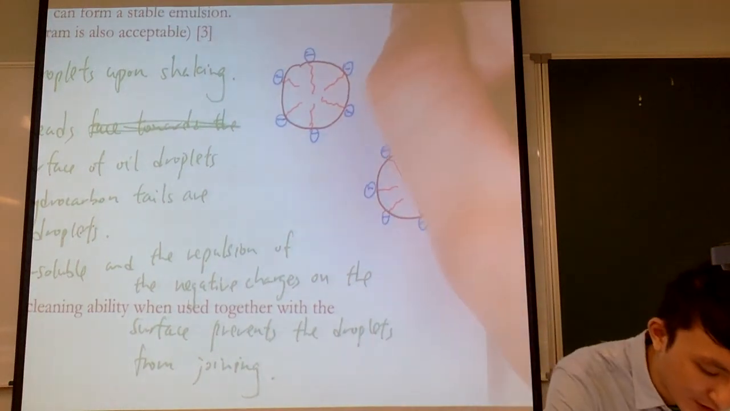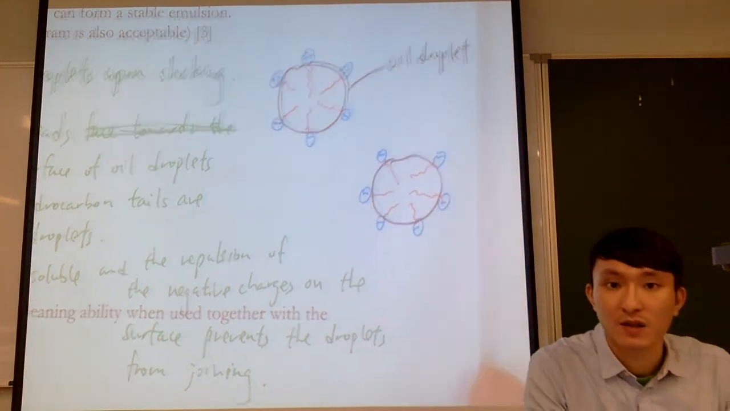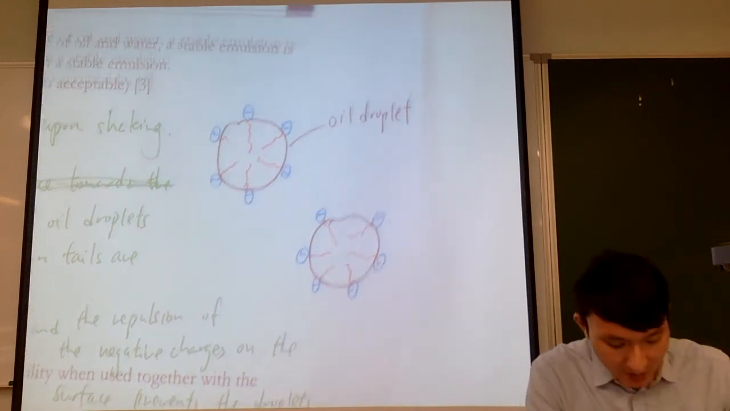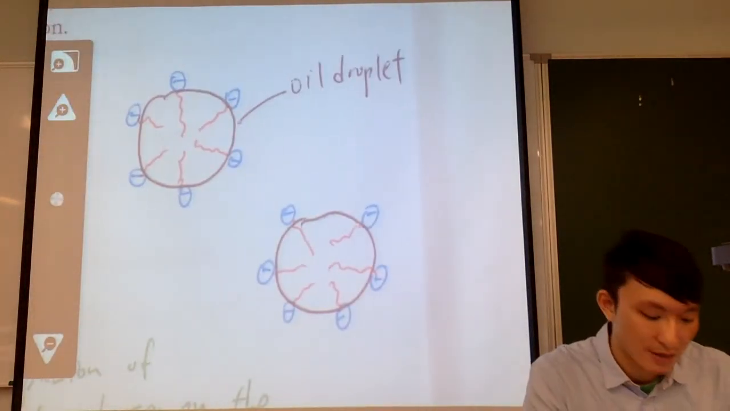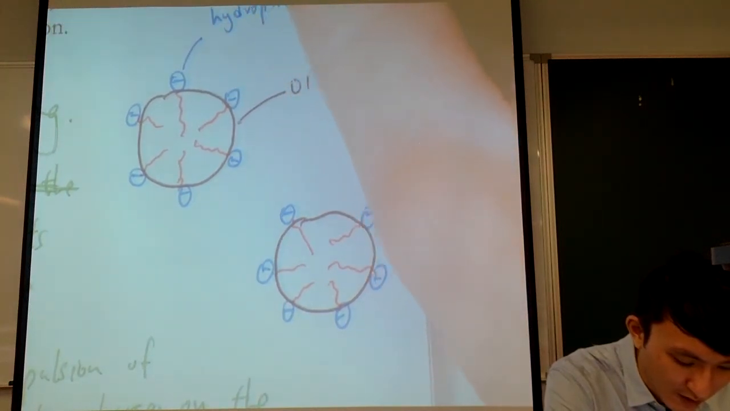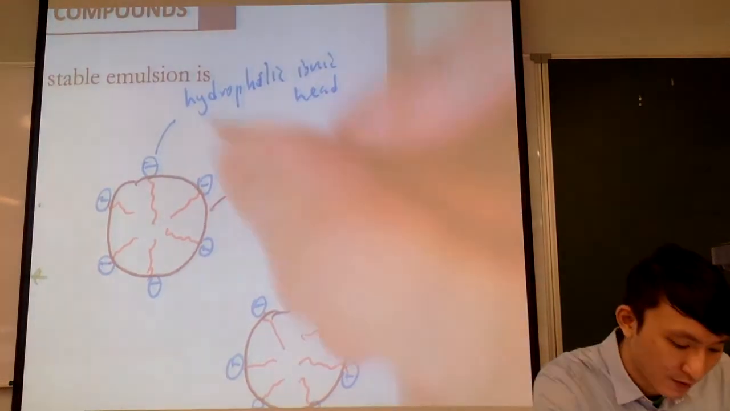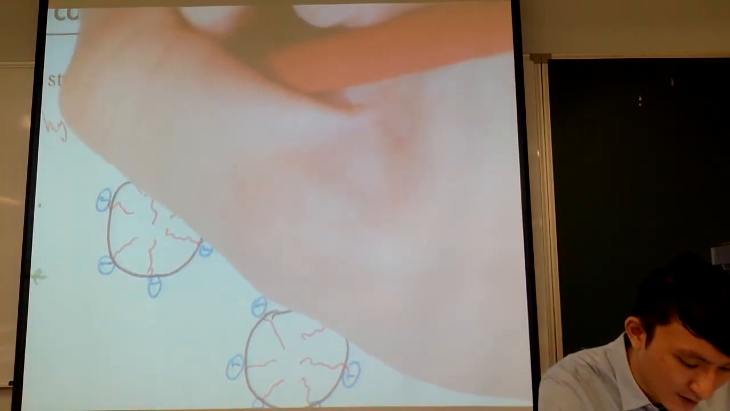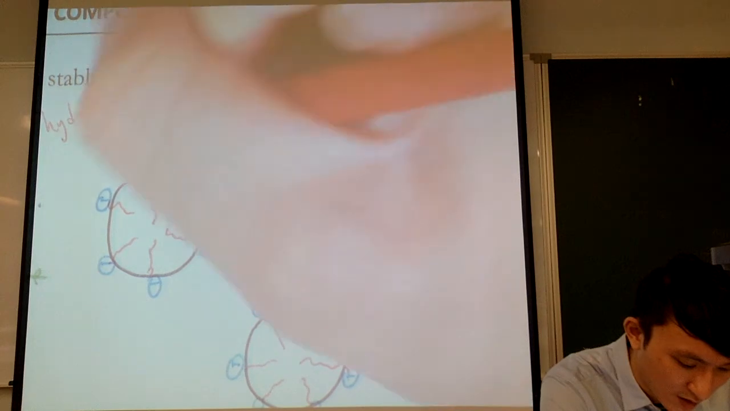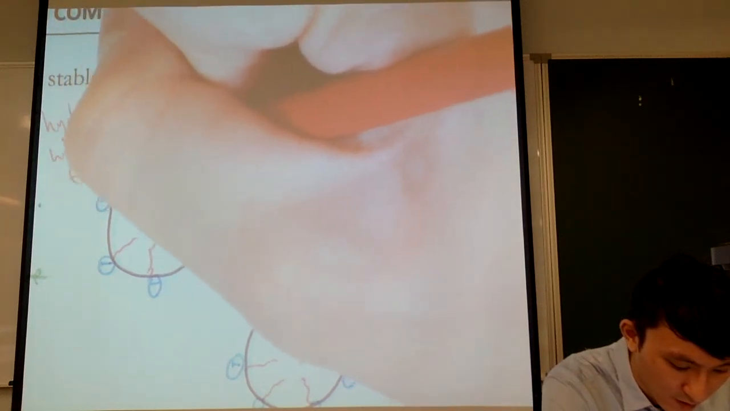So we have this oil droplet, and then we have, let me make it a little bit bigger. Here, this is the hydrophilic ionic head. And then we have this one, the hydrophobic hydrocarbon tail.